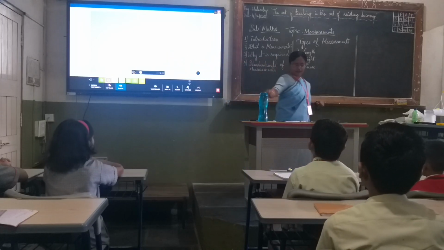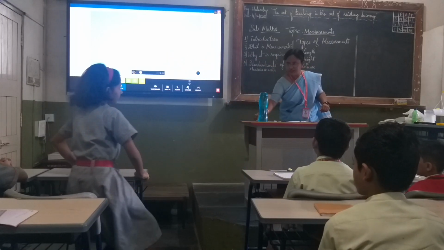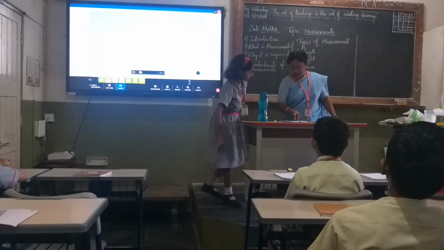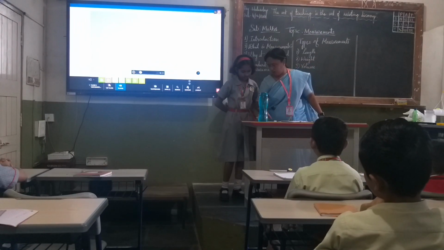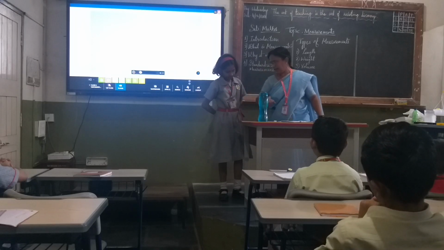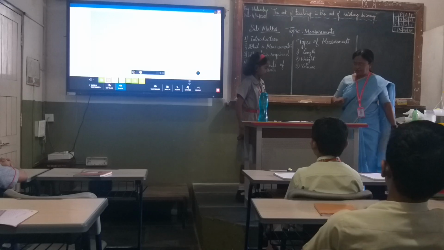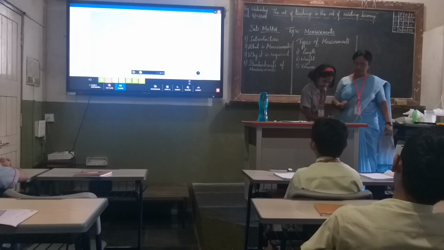Now I will call Shreya. Shreya, come here. Now I will measure the length of this table. We will see how much it is. It is 1, 2 hand spans, 3 hand spans, 4 hand spans and here about 5 hand spans. So I used hand spans to measure the length of the table. Now Shreya will measure and show me how many hand spans it is.